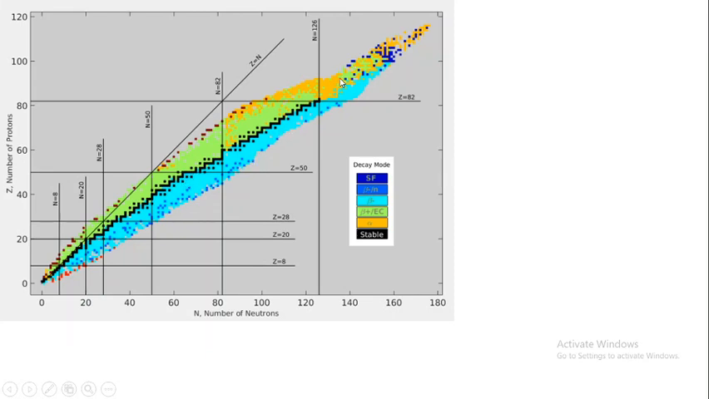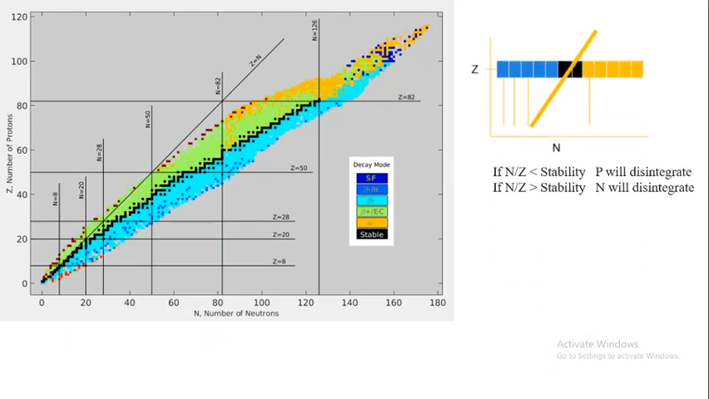So the rest of the nuclides, which are represented with colors other than black, are unstable and have different kinds of decay processes that we are studying. If the N over Z ratio is less than the stability value, the nucleus is rich in proton number and will disintegrate a proton into a neutron. But if the N over Z value is greater than the stability value, then it will be enriched in neutron number and will disintegrate a neutron into a proton.